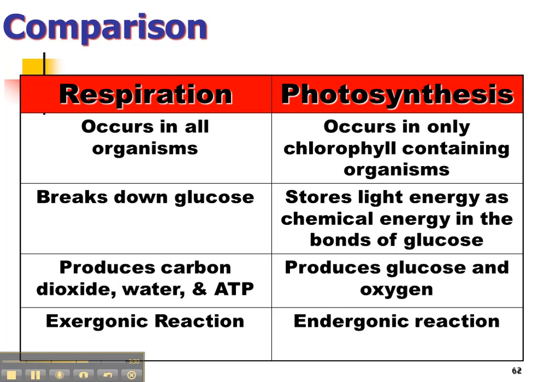So this kind of just shows everything in a table. Respiration occurs in all organisms. Don't forget, plants and animals go through this. Photosynthesis occurs in anything that contains chlorophyll, which we usually just think about as plants, but it could be algae. There are some bacteria as well. Respiration is breaking down the glucose, whereas photosynthesis is using that light energy and making glucose. Respiration produces carbon dioxide, water, and ATP. Photosynthesis produces glucose and oxygen, and then switch around for the reactants. And that last part, exergonic, all that means is that we are creating energy. Photosynthesis is taking in energy. That's all that means.